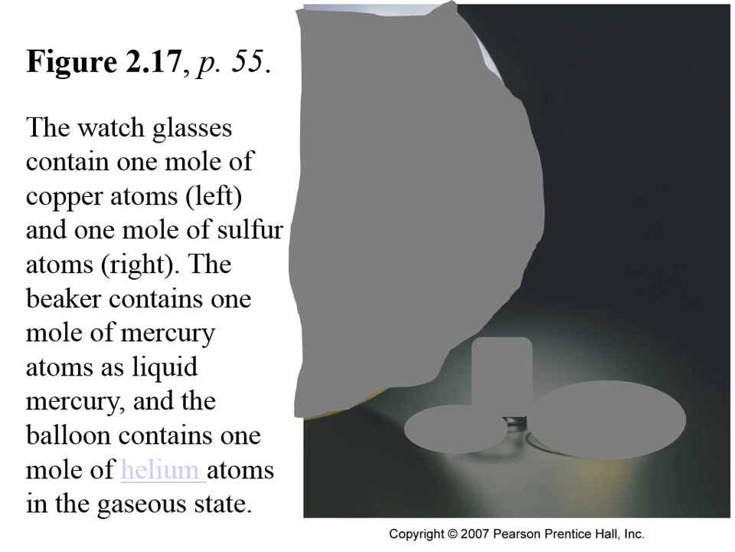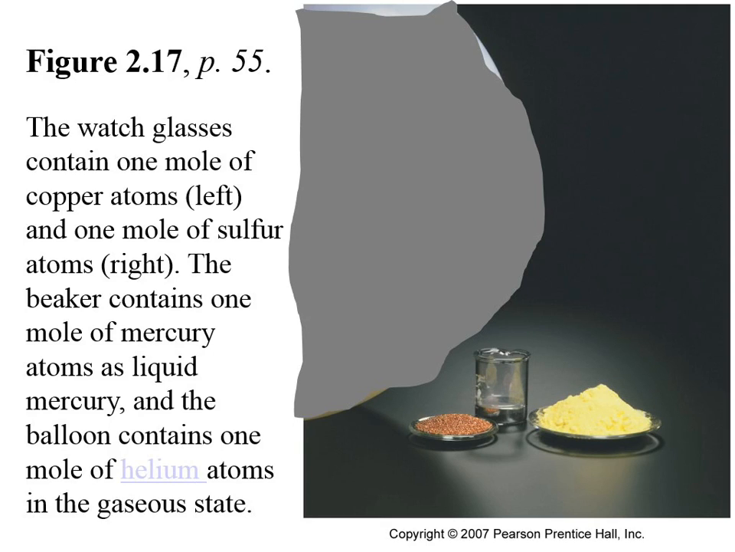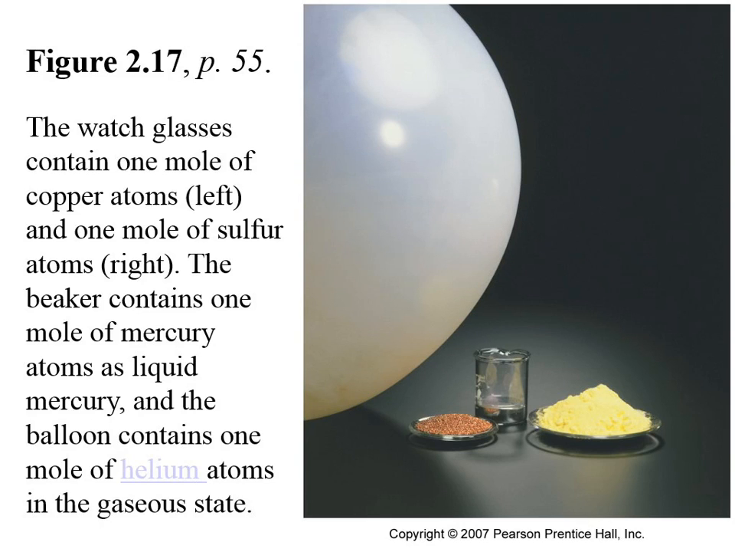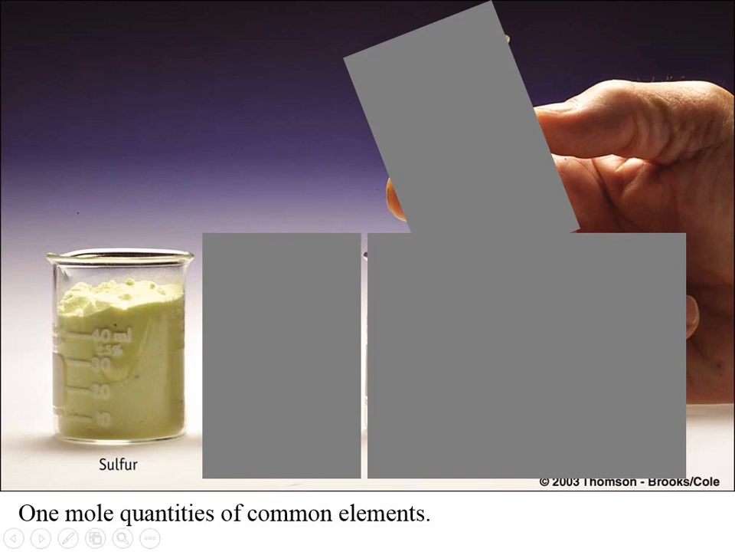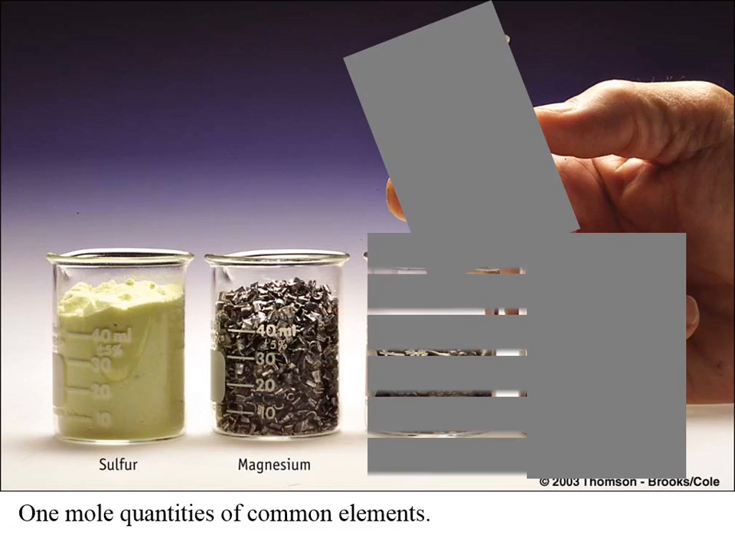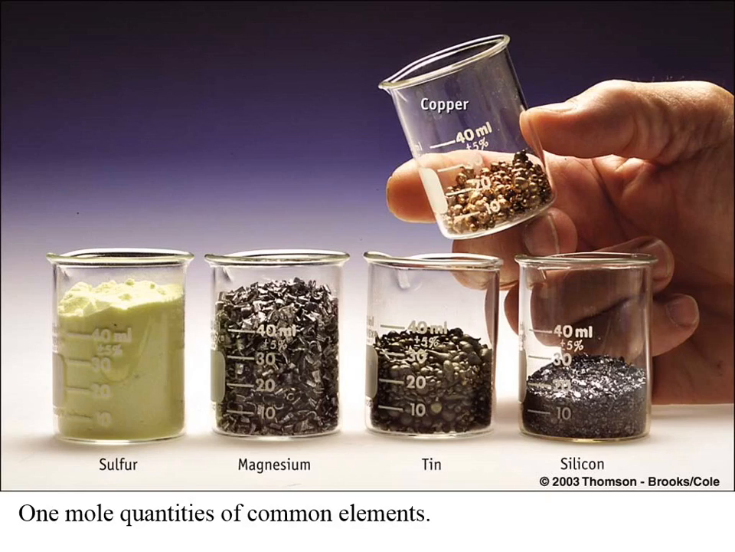So if you're a visual person, here are some substances. There's 1 mole of each of these things. So for instance, that looks like 1 mole of copper, 1 mole of sulfur, 1 mole of mercury, Hg, and 1 mole of helium atoms. Okay, so they're different volumes, they're different densities, right? We can't count those helium atoms, but we're going to show you that if you know the mass of that helium, you can know the moles of helium atoms in there. So we don't count them. We just can't take the time to do that. Here's a picture that also has 1 mole quantities of some elements: sulfur, magnesium, tin, silicon, copper, okay?